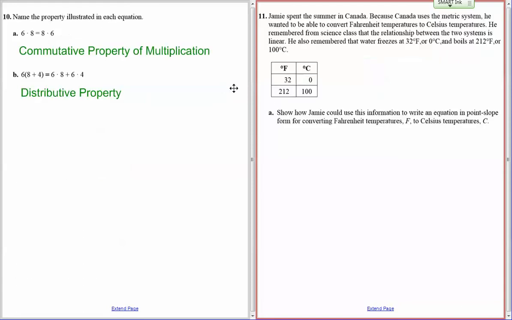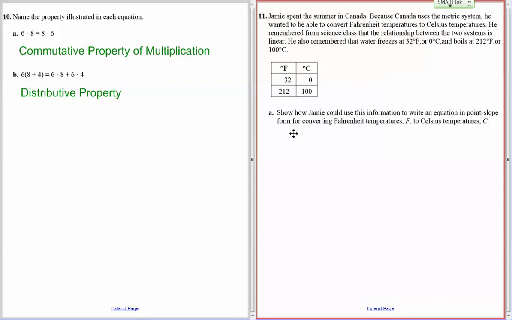All right, 11. Jamie spent the summer in Canada. Because Canada uses the metric system, he wanted to be able to convert Fahrenheit temperatures to Celsius temperatures. He remembered from science class that the relationship between the two systems is linear. He also remembered that water freezes at 32 degrees Fahrenheit or 0 degrees Celsius and boils at 212 degrees Fahrenheit or 100 degrees Celsius.